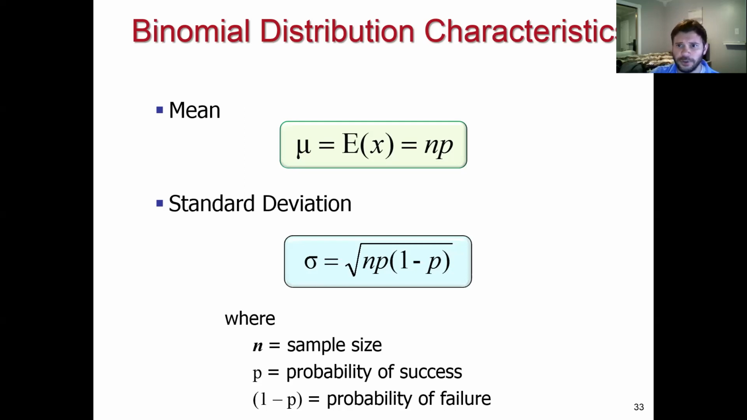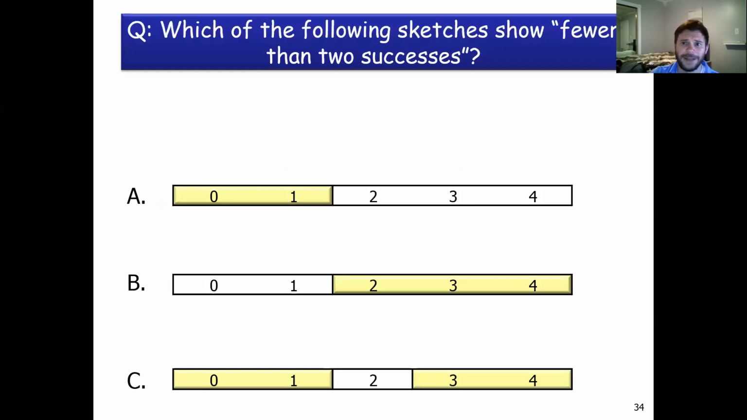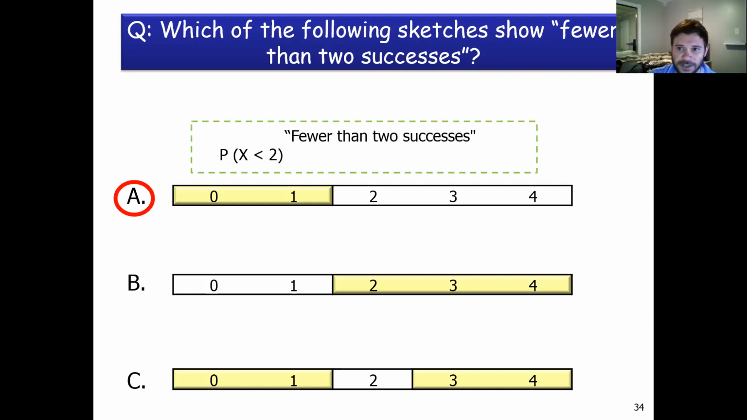Now, the point of the next slide I'm going to show you is to understand that there are many different ways of describing a particular event in terms of verbal narrative. Which of the following sketches has correctly highlighted in yellow the event fewer than 2 successes? Fewer than 2 means we're not going to include 2, but we will include 0 and 1. That looks a lot like choice A. Choice B is a little bit different. Choice B is not fewer than 2 successes. It's really the complement of that event, 2 or more successes, assuming that the numbers go past 4 to the right off the screen here.